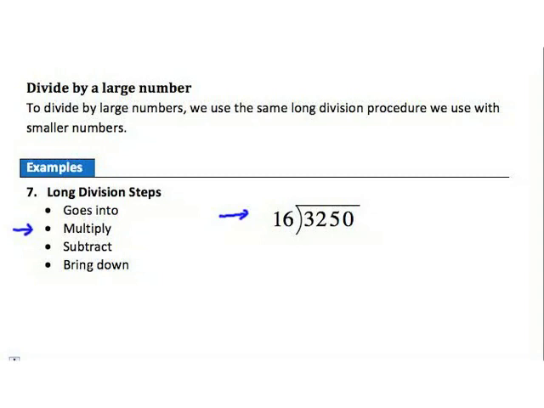Well, the first thing we need to do is organize this a little bit. Okay? So I start. 16 will not divide into 3. So now I go 16 into 32. Well, 16 will go into 32 twice. 2 times 16 is 32. I'm going to subtract that. 32 minus 32 is 0. Now I'm going to bring down the 5.